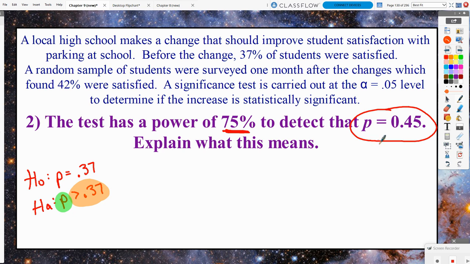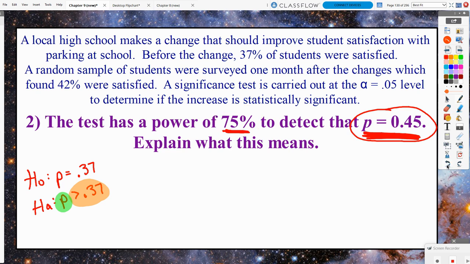And again, that third way that we can increase power is to get further and further away from the null hypothesis value. So this is saying right now that if P was really 45%, then there's a 75% chance that we will correctly reject the null hypothesis. How do I make this 75% go up even higher? I would need to make this 45% get even bigger so that it's further away from the 37%. That's really what that third way means.